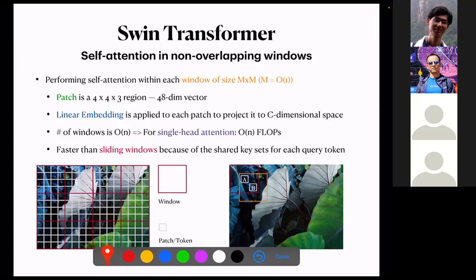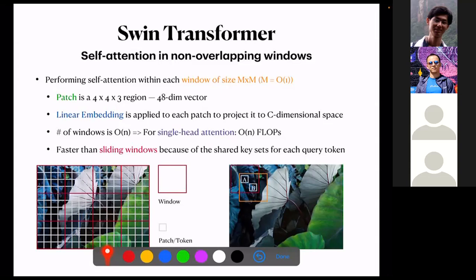One more thing that should be mentioned here is that they argue this is better than sliding windows because memory access becomes efficient. That's because in the sliding window case, pixels do not share the same key set. On the right, you can see the illustration of it. Token A and token B have different neighborhoods in the sliding window case, and therefore they have different key sets. That's also cache inefficient or unparallelizable, and memory inefficient.